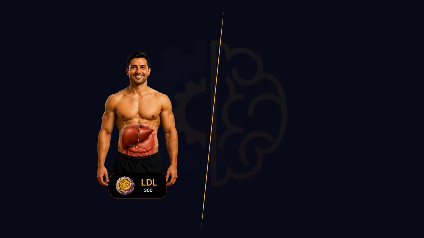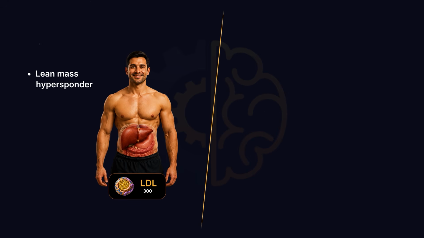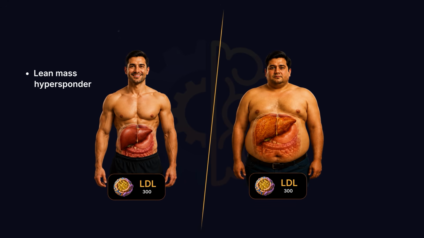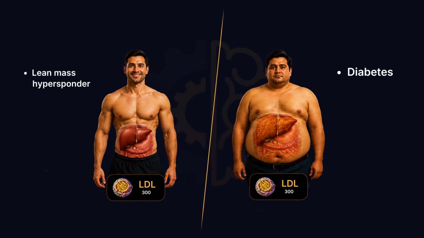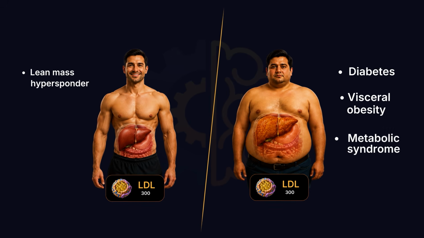Now tell me in the comments below, do you believe an LDL of 300 in a lean mass hyperresponder carries the same risk as an LDL of 300 in a patient with diabetes, visceral obesity, and metabolic syndrome? And why do you think the triglyceride to HDL ratio is still missing from the guidelines?